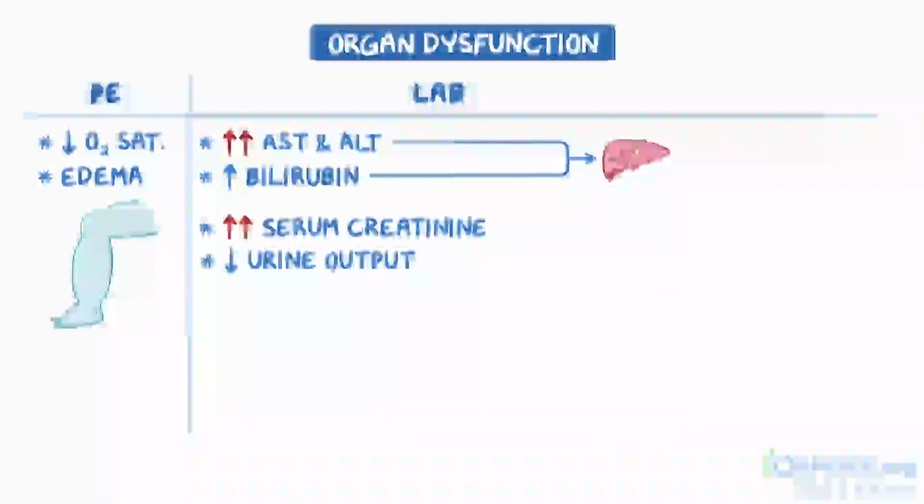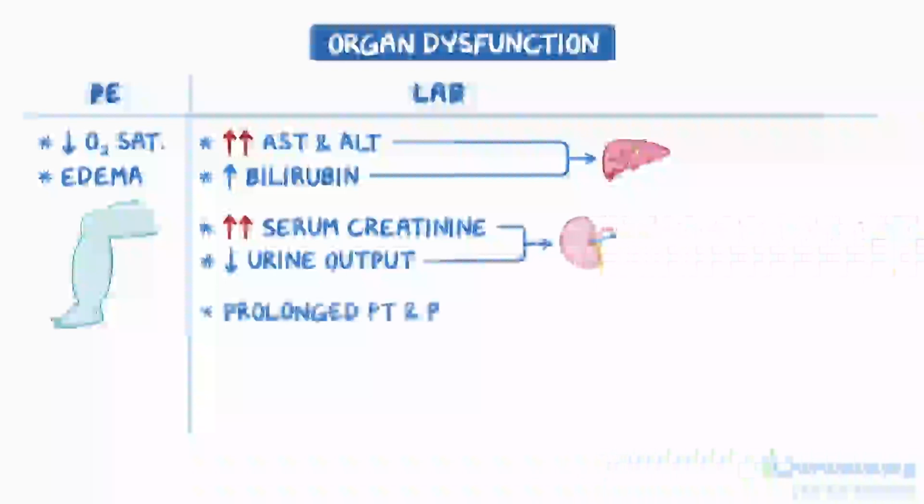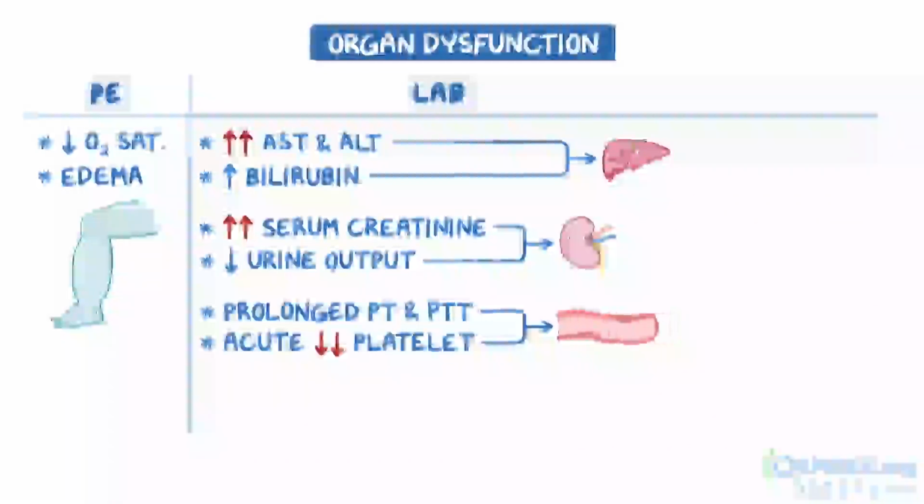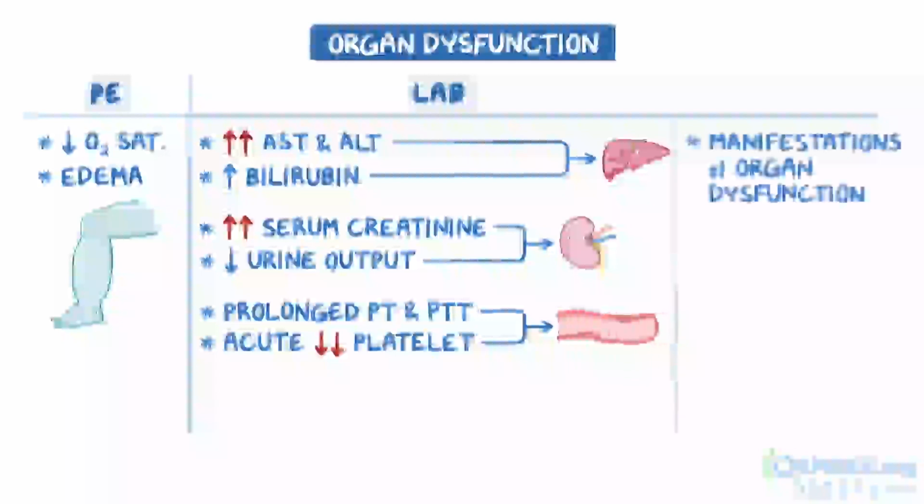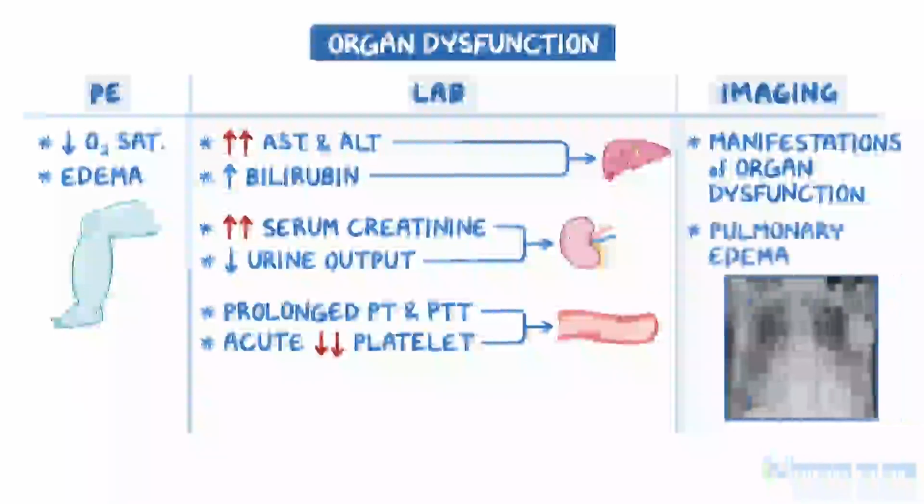Similarly, a significant acute elevation in the serum creatinine or decrease in urine output should raise your suspicion for acute kidney injury. Prolonged PT and PTT, especially if there's an acute drop in platelet count, may suggest the presence of disseminated intravascular coagulation, or DIC for short. Finally, some manifestations of organ dysfunction manifest on imaging, like the development of pulmonary edema on chest X-ray.